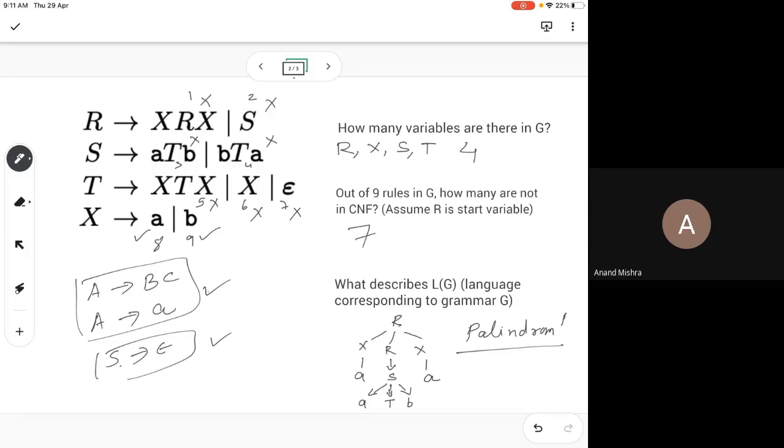There was one more question that people made a mistake on: T generates T, is it true or false? This is false because there is no such rule. T generates T would mean there should be some identity-type rule in the production rules, but there is no such rule. Whenever there is T, T will be replaced with either XTX or X or epsilon, but T will never generate T. So this is false. These were a few questions asked in the last quiz.